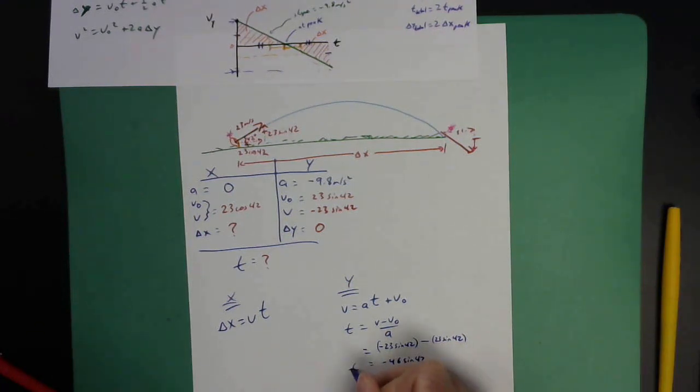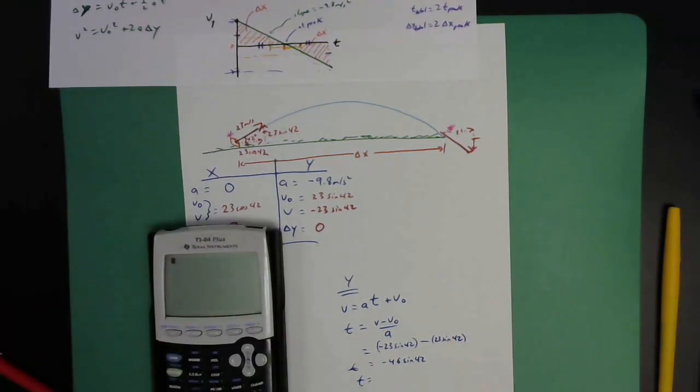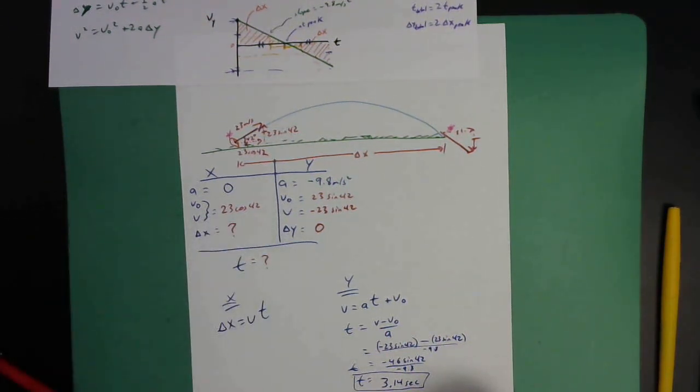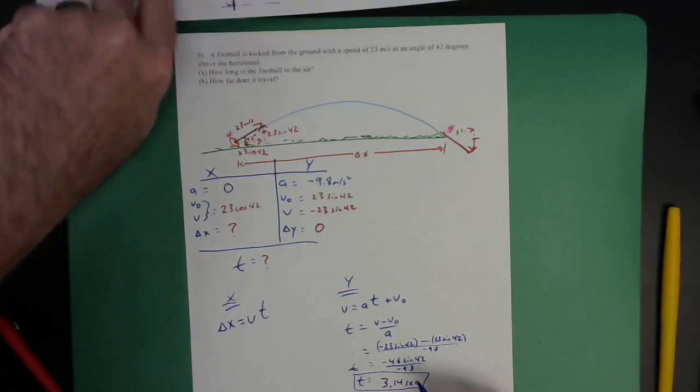That's my time. Plug it in my calculator, negative 46 sine 42 degrees. I'll get a negative. Oh, I got to divide by the acceleration. The acceleration is negative 9.8. Okay, good. Phew! Those negatives are going to cancel each other out. And so I'll get the time to be a positive 3.14 seconds. So that's my time that it took it to hit the ground. And that is one of the things that I was trying to solve for. How long is the football in the air?